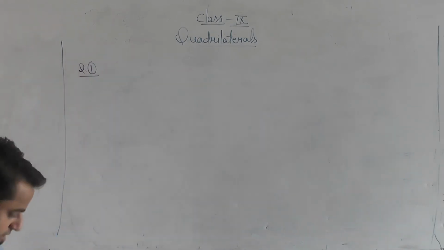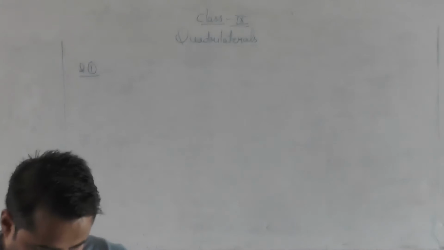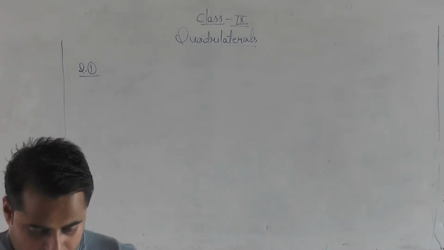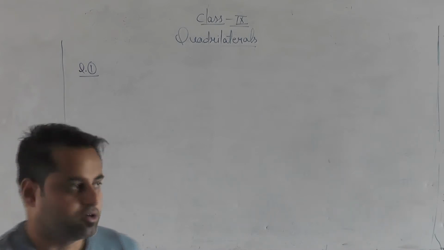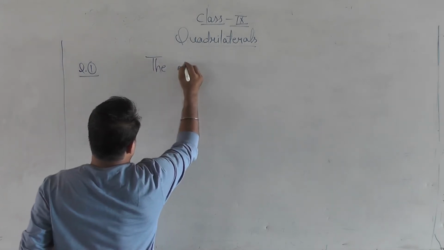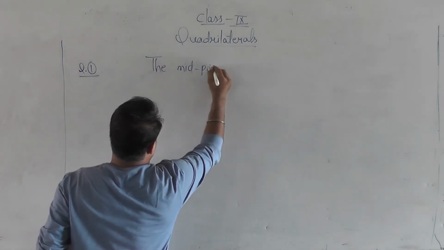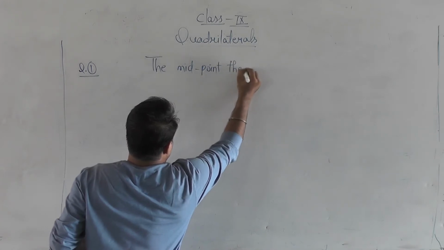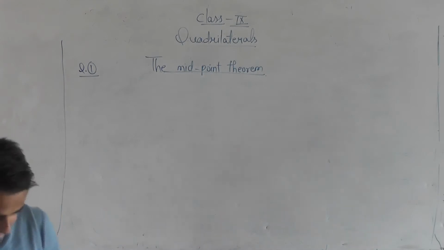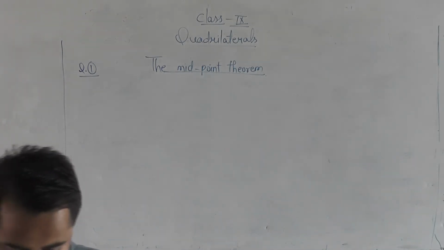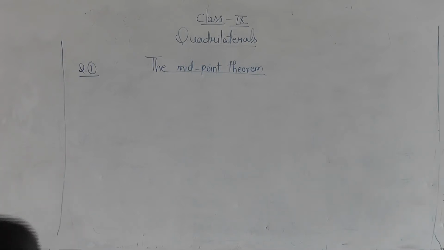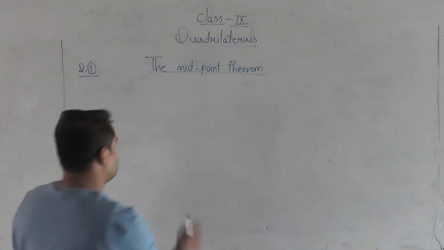So, let's have a look at a theorem, which is called the midpoint theorem. So let's learn that, the midpoint theorem. What is the midpoint theorem? First, understand that. The midpoint theorem says the line drawn through the midpoint of one side of a triangle parallel to another side bisects the third side. Okay, this is the statement of the midpoint theorem.